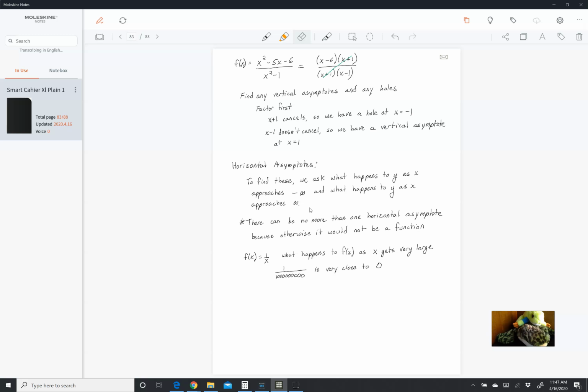Okay? So that would mean that our y is very close to 0. We're approaching y equals 0, but we never actually reach y equals 0. We never get to 0 because our numerator is 1. So we have a horizontal asymptote at y equals 0.